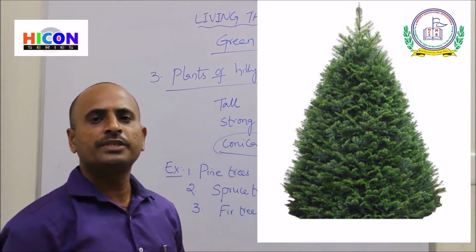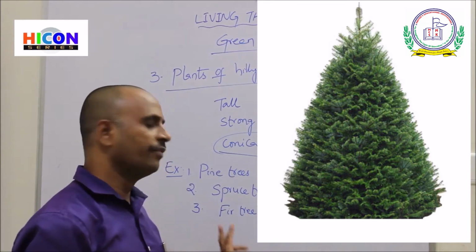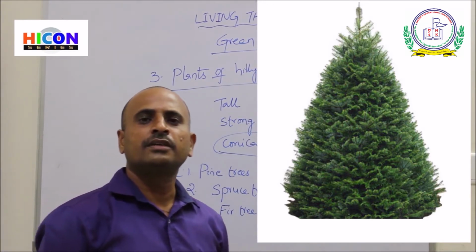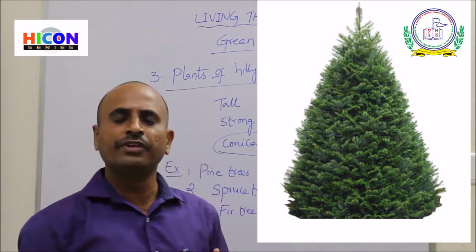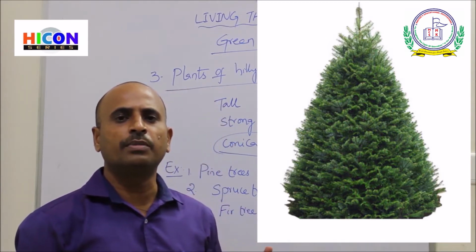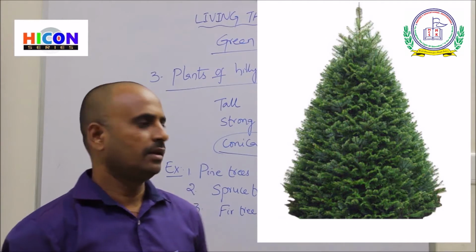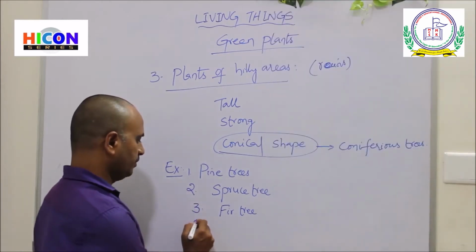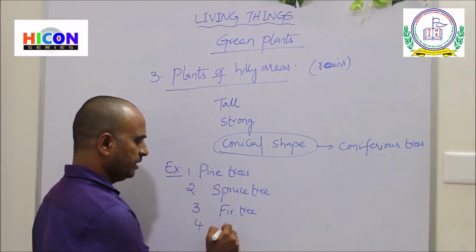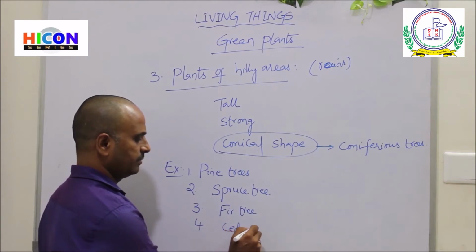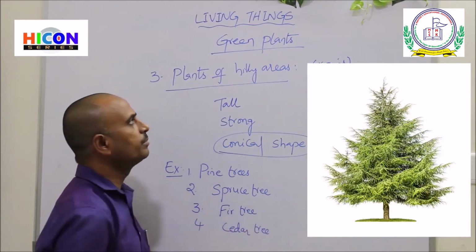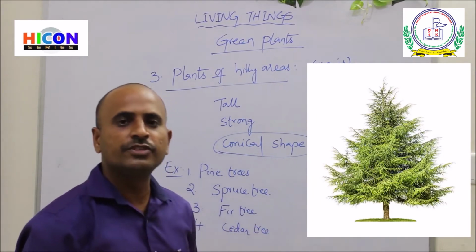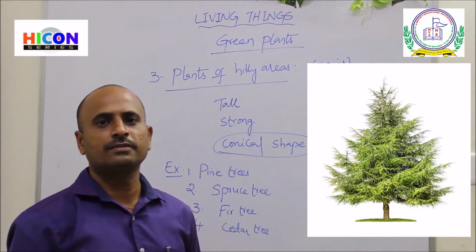In the picture, you are observing a fir tree. The picture is showing a fir tree. It is also in the shape of a cone. And the fourth example is cedar. Cedar tree is also an example of plants grown in hill areas.